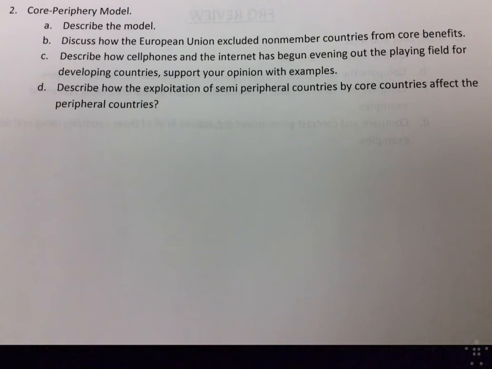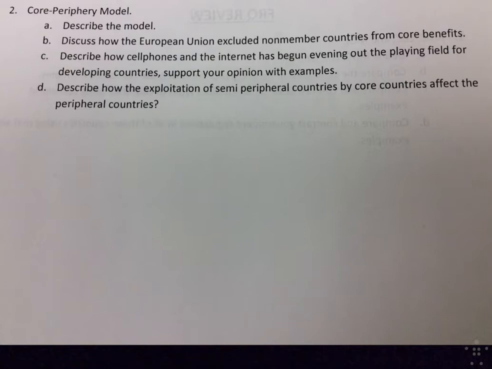Number 2 is going to be dealing with the core-periphery model, and you can go back and look those up later. Some of these answers, I'm just going to be a little brief. Letter A, describe the model. I'm going to be brief. Go back to your notes, find the right answers.